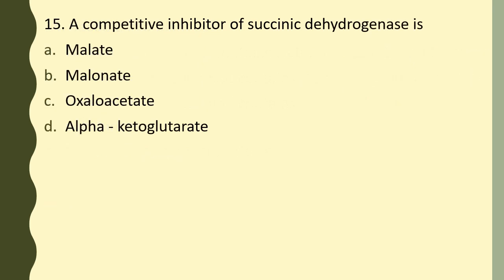Question number 15. A competitive inhibitor of succinic dehydrogenase is malate, malonate, oxaloacetate, alpha-ketoglutarate. Competitive inhibitor of succinic dehydrogenase enzyme. Correct answer is option B, that is malonate.